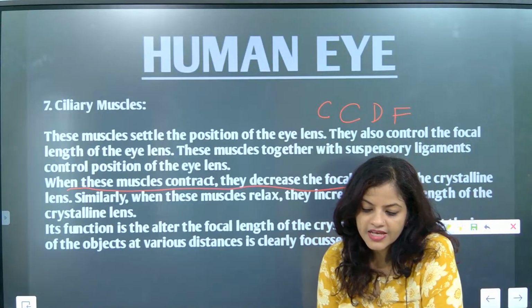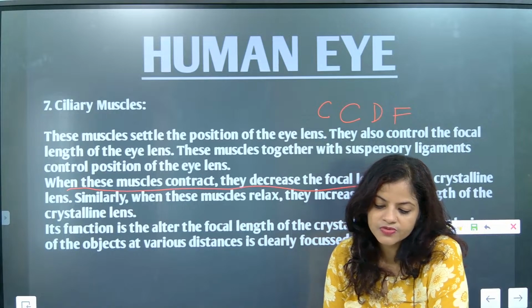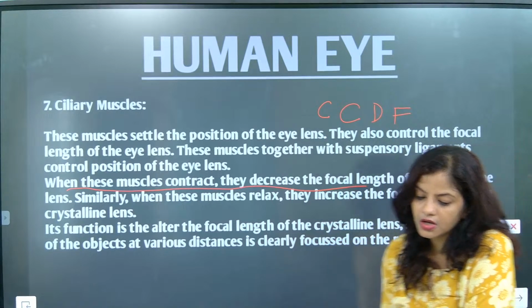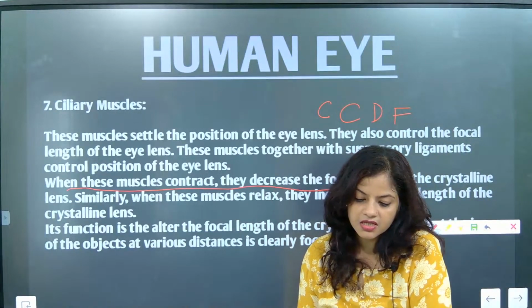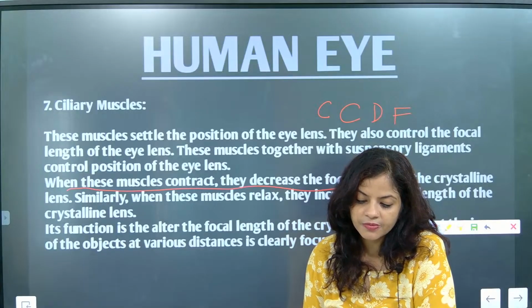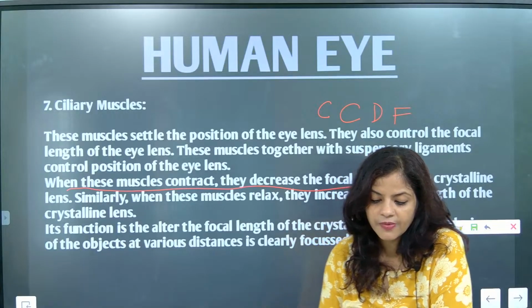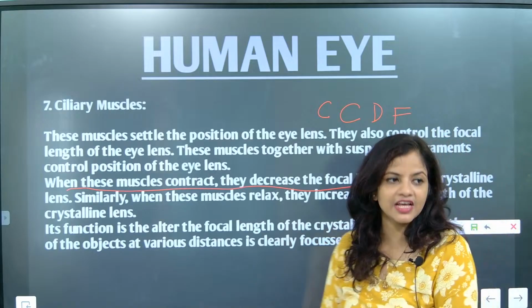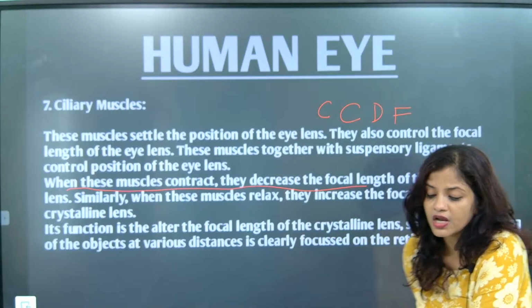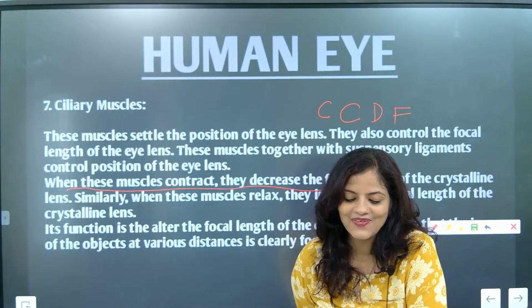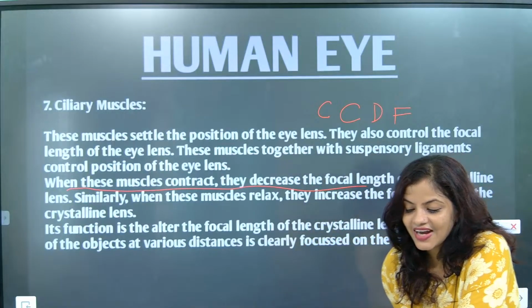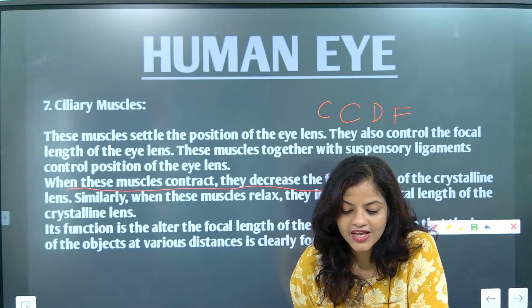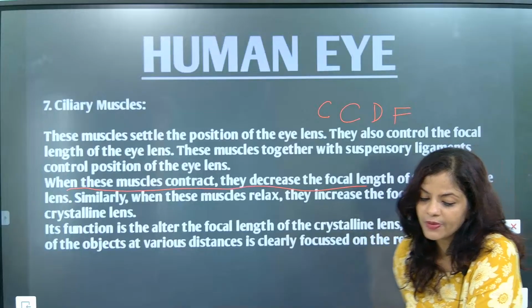Yes, absolutely correct. I got answers from Kavya, Sharmila, Tarun. Okay, Kavya, Abhay, absolutely correct, beta. So that part I have discussed, Abhay. Come on. CCDF: contraction of ciliary muscles decreases the focal length. Absolutely correct, Vishwa. Rather than writing in full, you can write it short. So only the typing part is coming late.